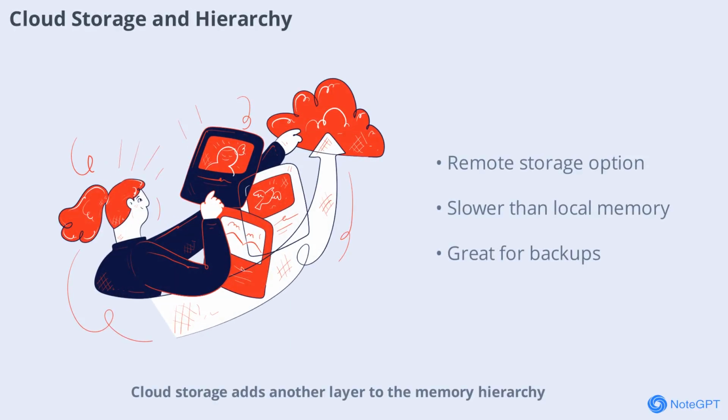Cloud storage adds another layer to the memory hierarchy. While not physically inside your computer, cloud services act as remote secondary or tertiary storage. They allow you to access files from anywhere, but retrieving data from the cloud is much slower than accessing local memory.